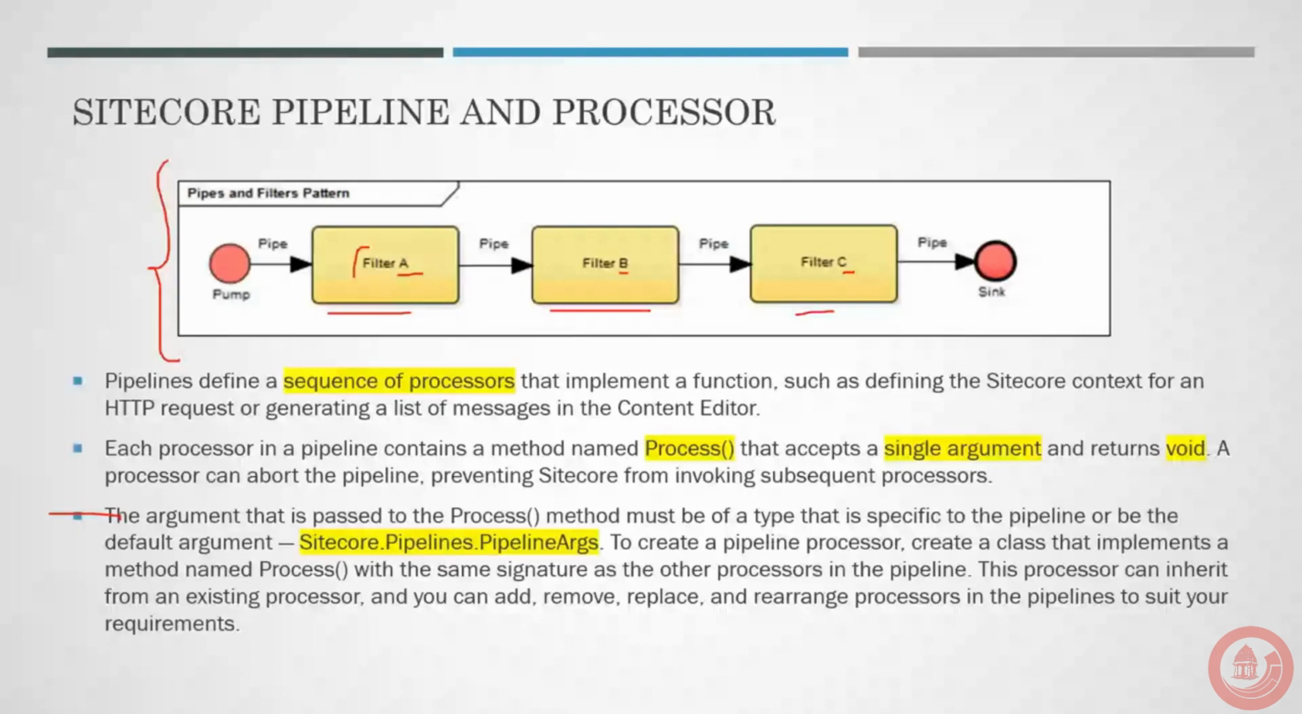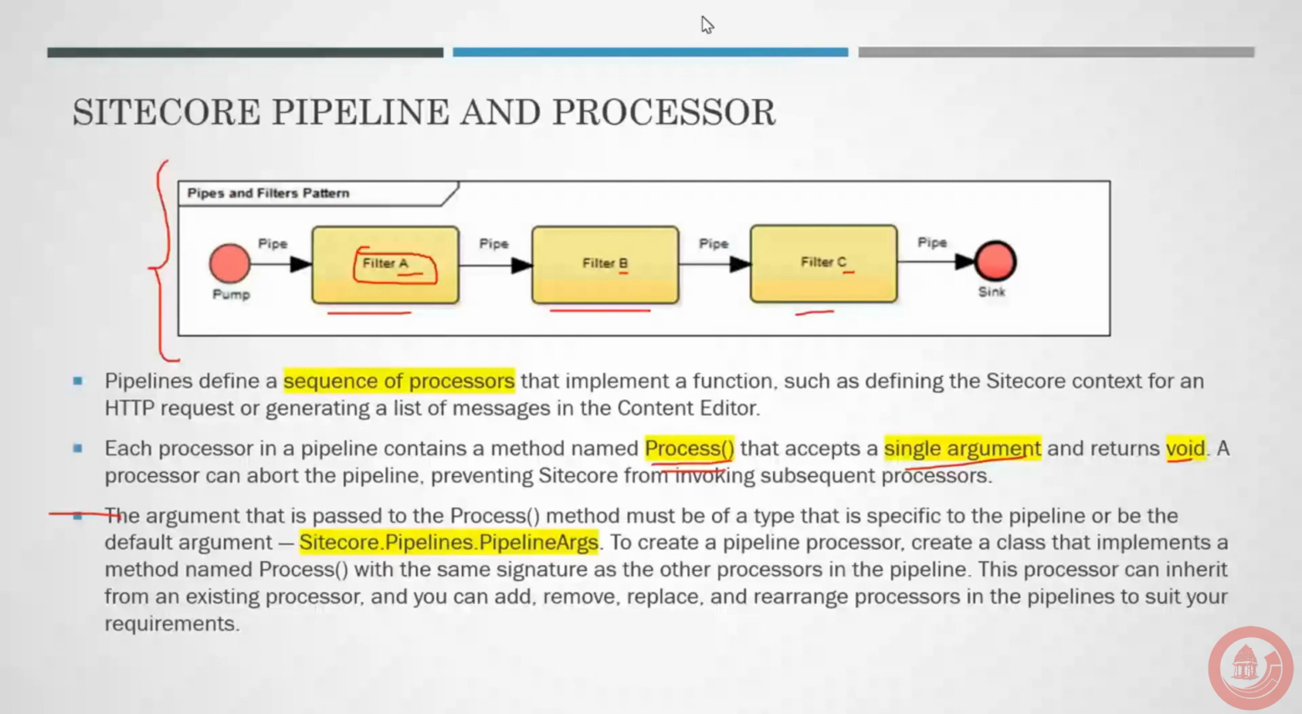So how to write these processors? Implementing the processors is super easy. You just need to create a C# class. You have to implement a method called process. Its name must be process. It takes a single argument, and it will return void. So it's not going to return anything.